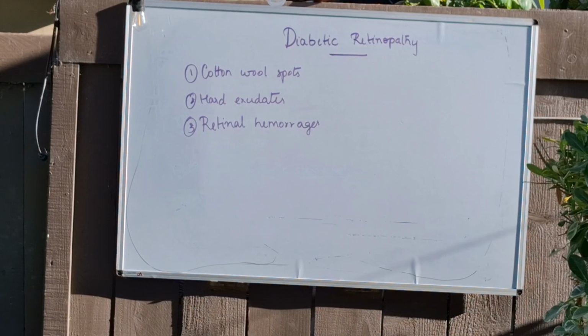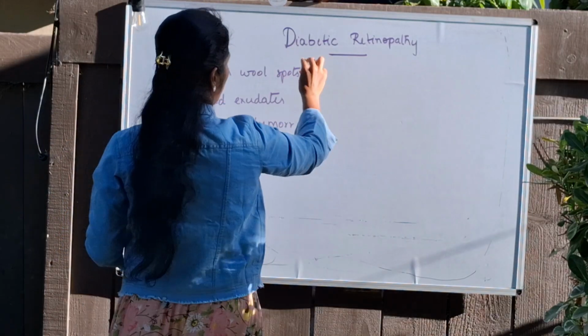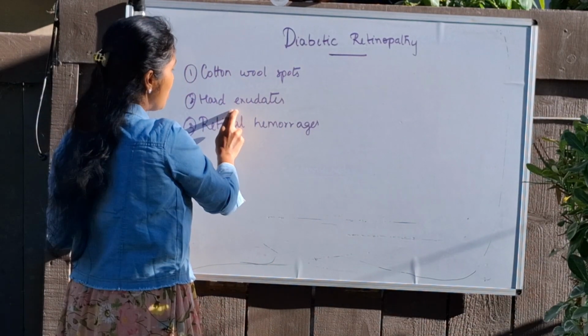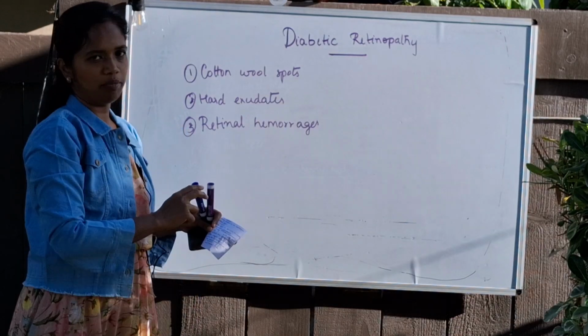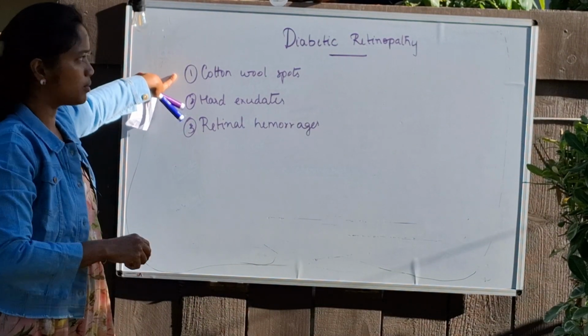We are going to see about diabetic retinopathy. In diabetic retinopathy, the three important terms that generally confuse us are cotton wool spots, hard exudates and retinal hemorrhages. I will tell you in short about all this. What are cotton wool spots?